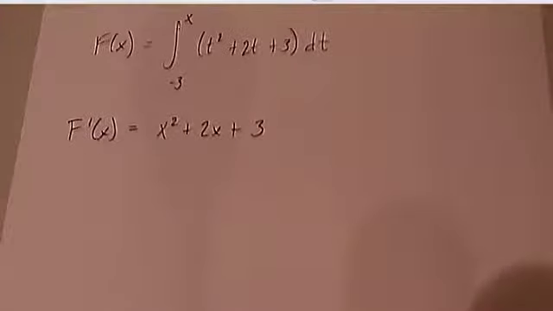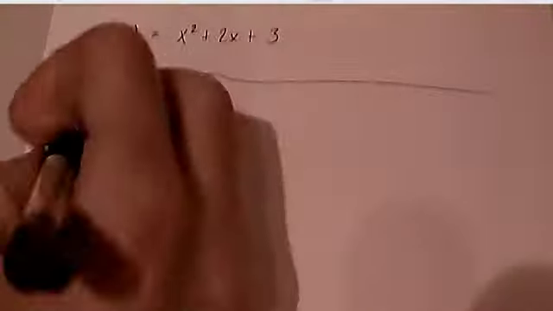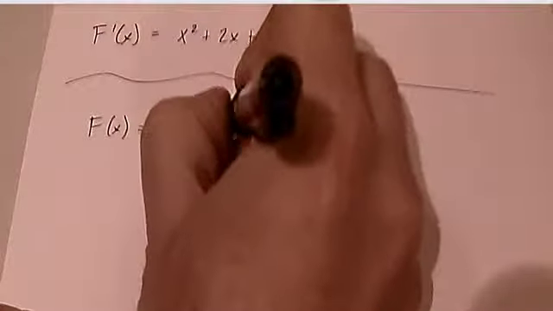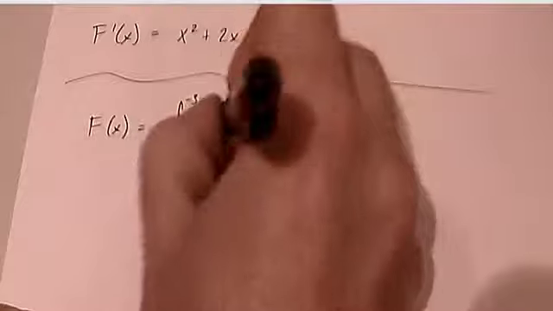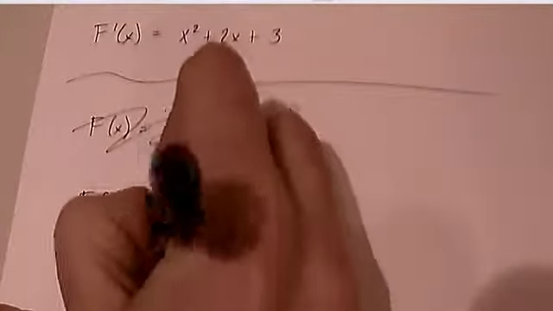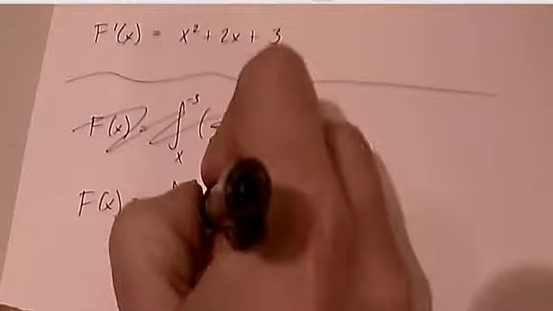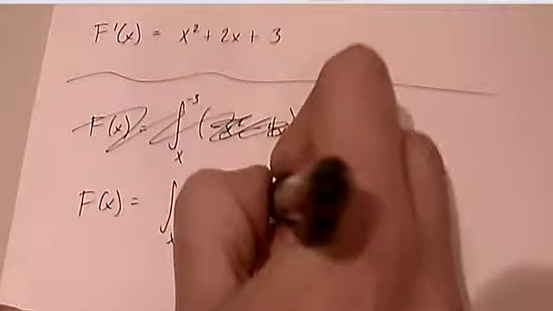Okay. Well, let's throw a wrinkle in there. Let's say that I have it not from negative 3 to x, but from x to negative 3. The hard part about making up problems like this on the fly is that I wind up forgetting that I need to put t in the integrand. Okay? So let's say I have, instead of negative 3 to x, x to negative 3.